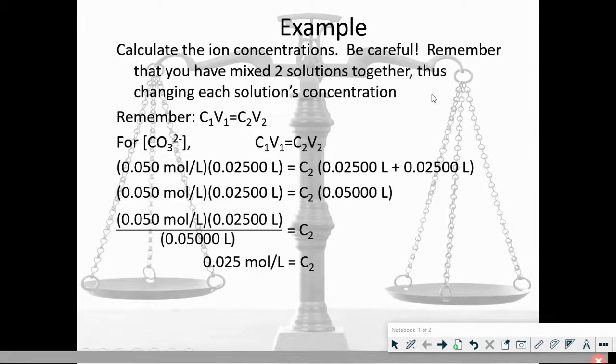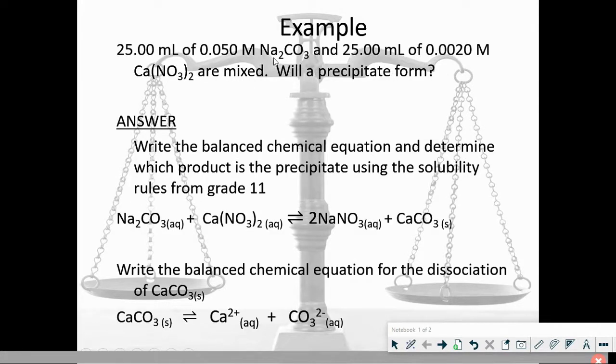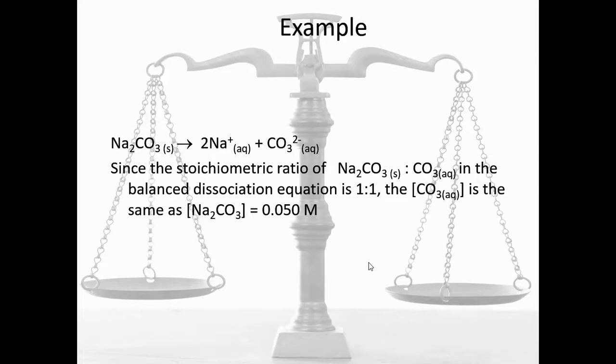If you don't believe me, we can do the calculations. Remember C1V1 equals C2V2, the dilution equation from grade 11? Well, that's what we're going to use here. The initial concentration for carbonate was 0.050 molar. Carbonate came from the solution sodium carbonate, and the initial concentration of that was 0.050 molar. When this dissociates, you create one carbonate for every sodium carbonate that you start off with. So that's why the concentration of carbonate is exactly the same as the concentration of sodium carbonate.